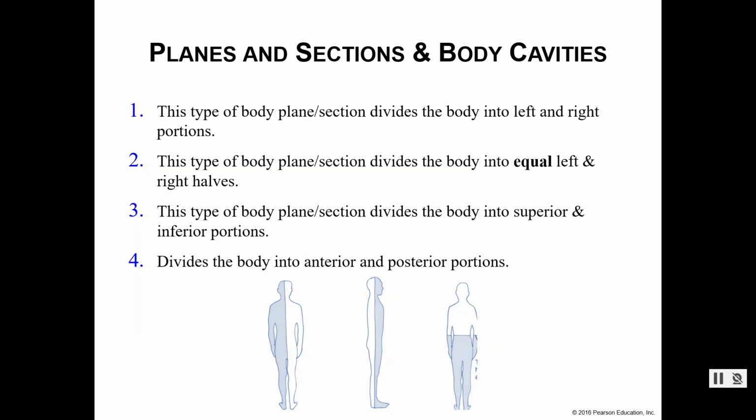Okay, you've done your own work. Let's check your geniusness. Okay, so this type of body plane divides you into lefts and rights. That would be a sagittal section. This type of plane divides you into equal lefts and rights. That would be mid-sagittal. This plane divides you into superior and inferior portions. That would be transverse or horizontal. And this one divides you into anterior and posterior. That would be a frontal or a coronal plane.